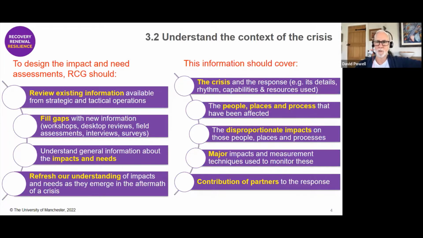So what is the story? What do we understand was the situation that developed or unfolded during the crisis? Who were the people, the places and the processes that were most badly affected by it? Who in particular, I think, suffered disproportionately as a result of the emergency or the disaster? And what kind of major impacts or measurement techniques do we need to keep on monitoring the success of any activities you undertake during recovery or indeed renewal to start to address? And of course, as a result of doing that, who are the partners that are most central? Who is it that you critically need to have on board to help you start to address some of those impacts?